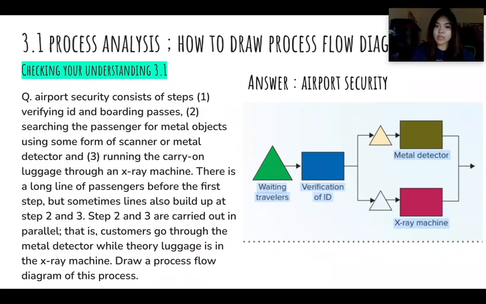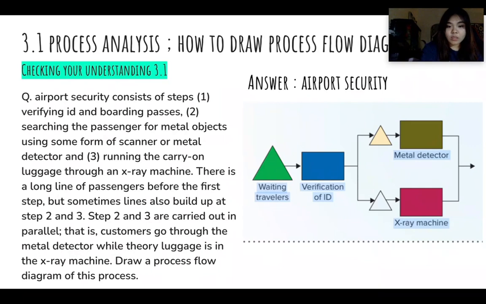If you do contain any sensitive objects, the machine will go off and you'll get put to the side, and then you'll get asked if you have anything inside your pockets or your luggage. So that is when you'll get backed up by steps 2 and 3. That's why steps 2 and 3 are carried out in parallel. That is, customers go through the metal detector while their luggage is in the X-ray machine.